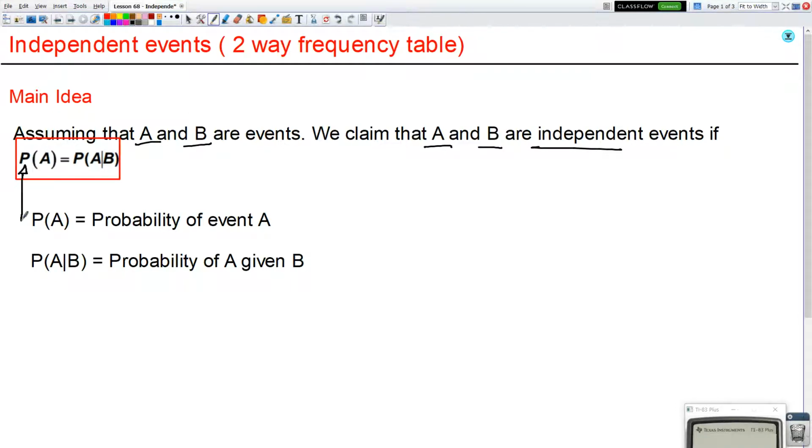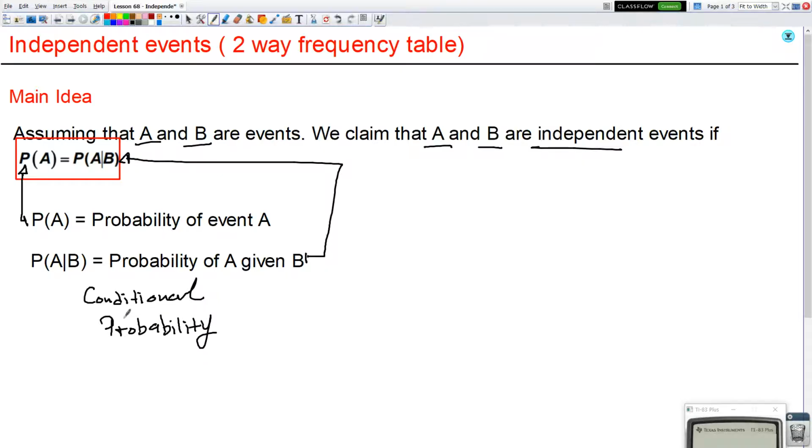where P of A is just notation to indicate the probability of A. So P of A is the probability for the event A, and P of A conditional B, we can express in this form, P(A|B). Now we will talk more about conditional probability. This is what we can claim as a conditional probability. We will talk more about conditional probability in future lessons, but right now we're just going to be using a two-way frequency table. And again, if we want to show that A and B are independent, all we got to show is that this is true. So keep that in mind.